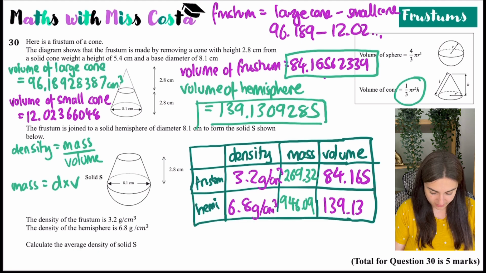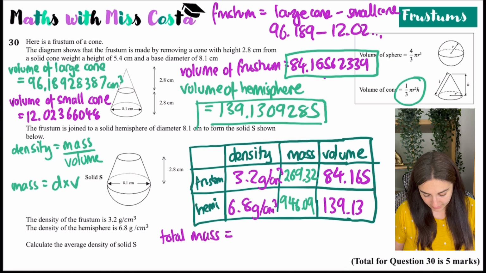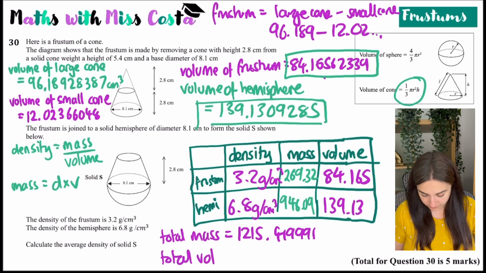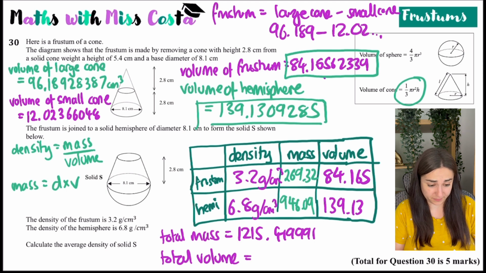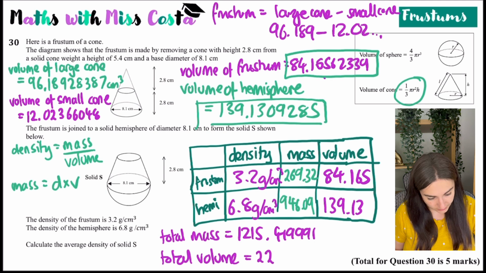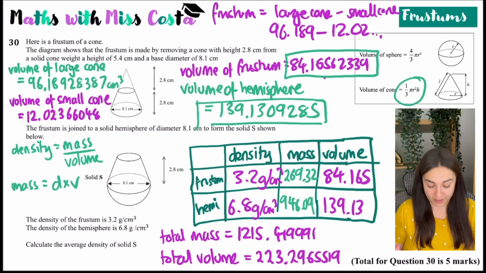Okay, total mass is 1,215.419991. The total volume is 84.16562339 plus 139.1309285, which equals 223.29655519. How do you work out density?